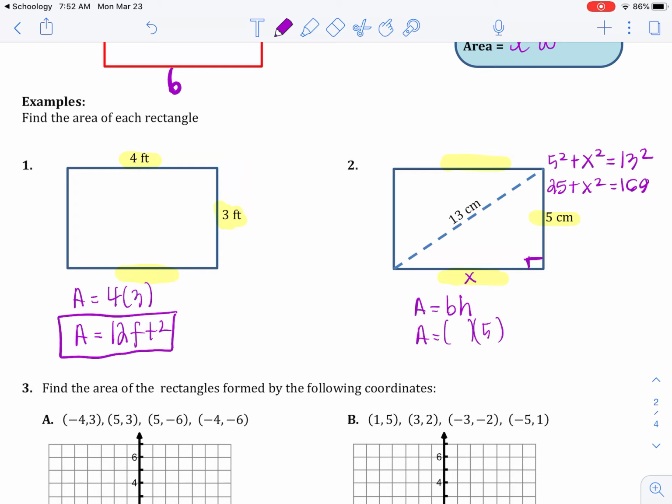25 plus x squared is equal to 169. Subtract 25 from both sides. X squared is equal to 144, square root. Remember, you don't have to do plus or minus on this because I know my answer is a length. So x is 12. That means my base is 12. So now I just have to multiply these 2 numbers. 12 times 5 is 60. So 60 centimeters squared.